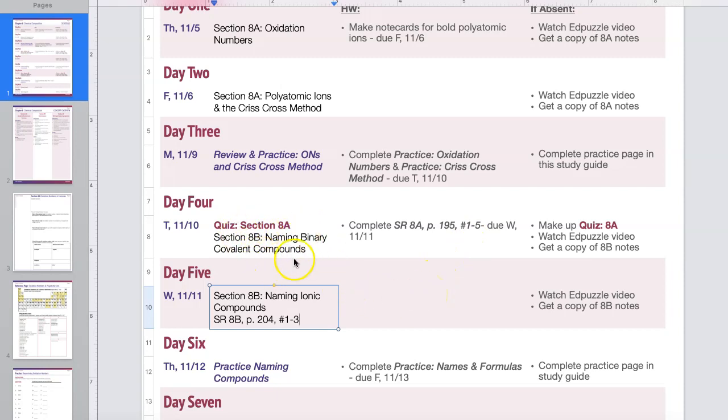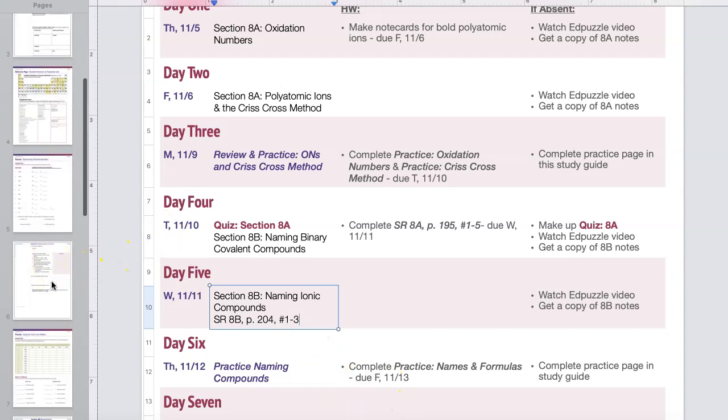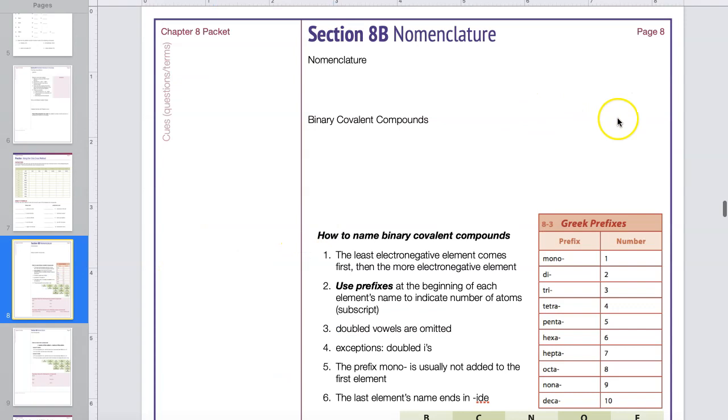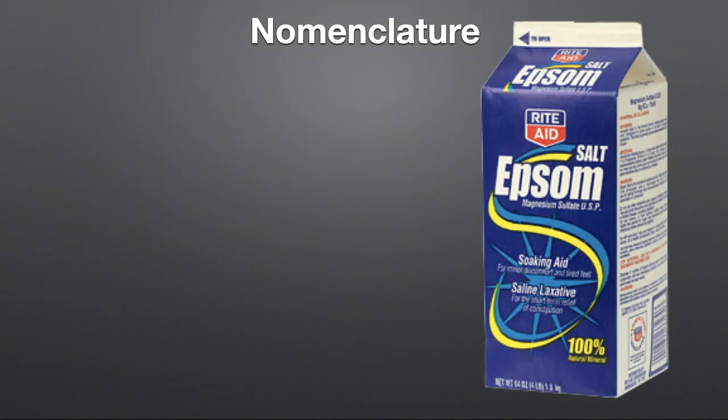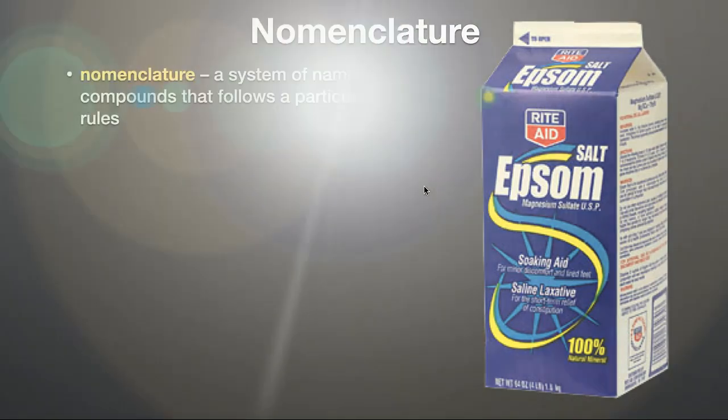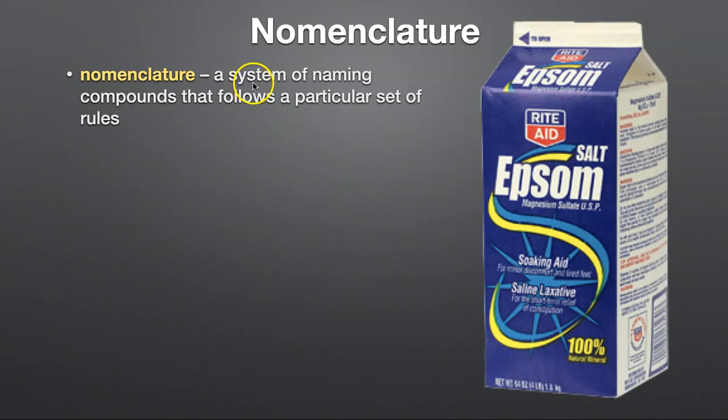Alright, so let's switch over and start looking at the notes for section 8b. You'll want to follow along on page 8. We're going to look at what nomenclature is, and then talk specifically today about how we name binary covalent compounds. The word nomenclature means a system of naming, big fancy word, and so for this class, we're talking about the system that we use for naming compounds, and it does follow a particular set of rules.